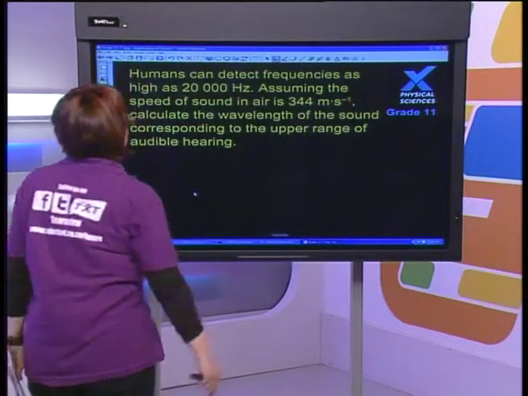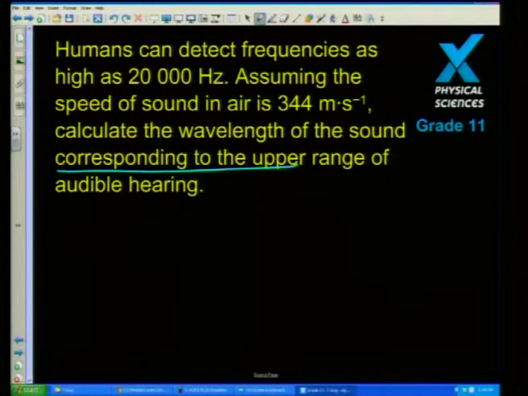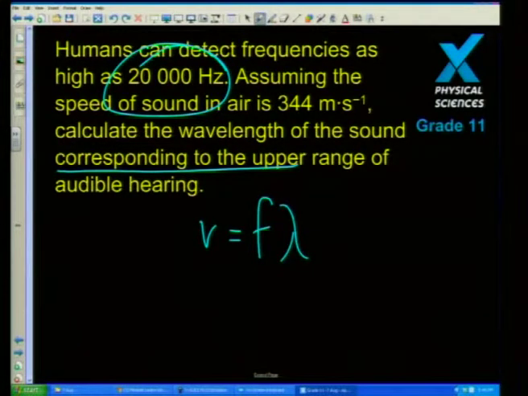There we go. So, humans can detect frequencies as high as 20,000 hertz. We spoke about this earlier. Assuming the speed of sound in air is 244 meters per second, calculate the wavelength of the sound corresponding to the upper range of audible hearing. In other words, what is the wavelength that goes with a 20,000 hertz sound? That's what they're asking. So, v equals f lambda.